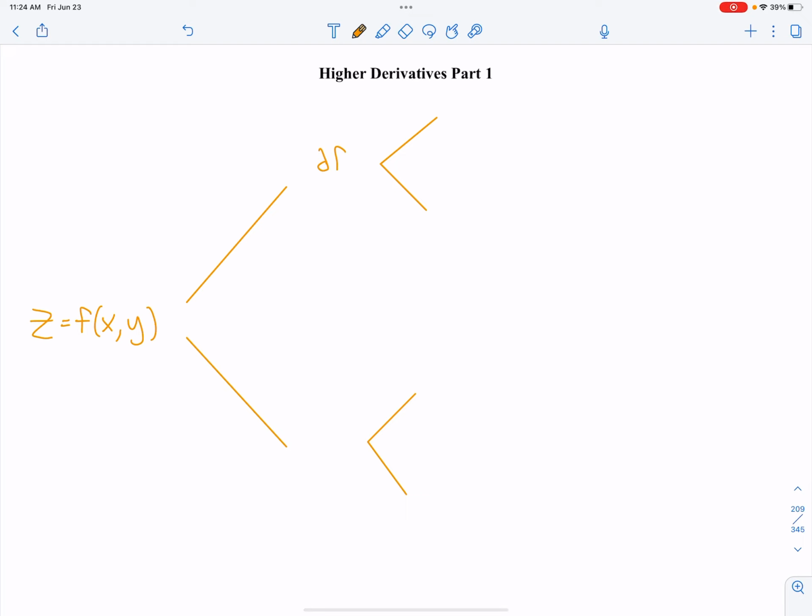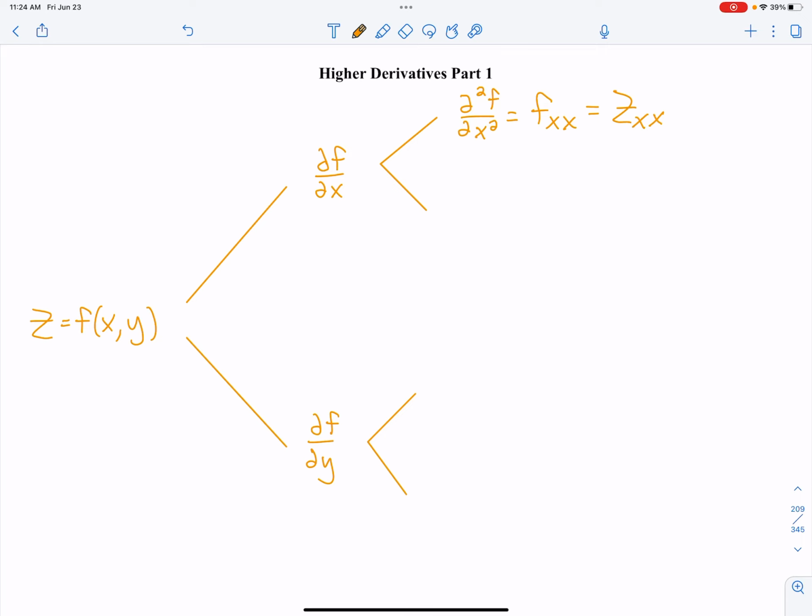I could take my partial of f with respect to x, but I also could take my partial of f with respect to y. Those are my first derivatives. I could take another derivative. The first thing I could do is take the derivative again of the same variable, and that looks just like we wrote it in Calc 1. The second derivative looks like that. Another way to write this is fxx, or zxx. Now, that's not too confusing.